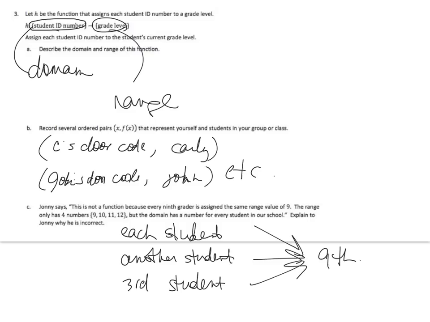I can't go backwards, okay? I can get many different domains assigned to the same range, but I cannot assign myself to different grade levels. I can't be in different grade levels at once. I have to be in the same grade level.